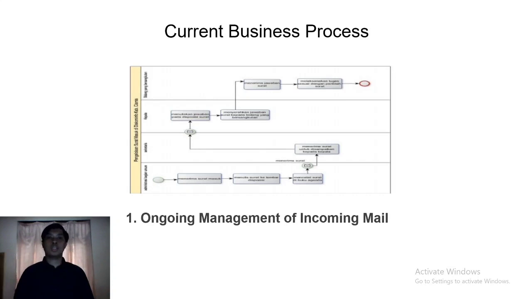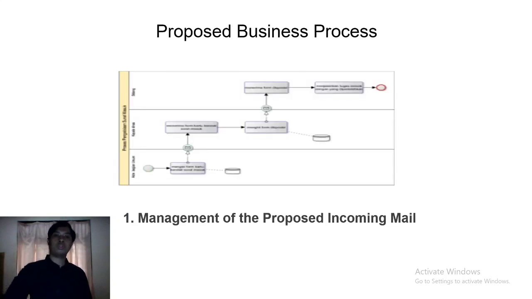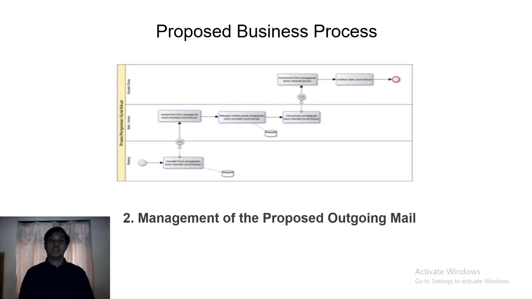Okay, next is current business process. In current business process, we have two BPMN models. Number one is ongoing management of incoming mail. Number two is ongoing management of outgoing mail. The next is proposed business process. In proposed business process, we have two BPMN models. Number one is management of the proposed incoming mail. Number two is management of the proposed outgoing mail.